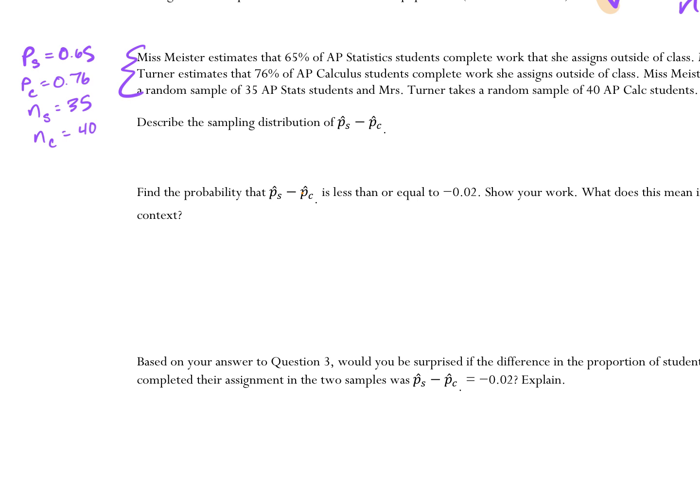So, describe the sampling distribution would mean we have to describe what? Shape, center, and spread. Okay, so shape. We would do 35 times 0.65, 35 times 0.35, 40 times 0.76, 40 times 0.24.